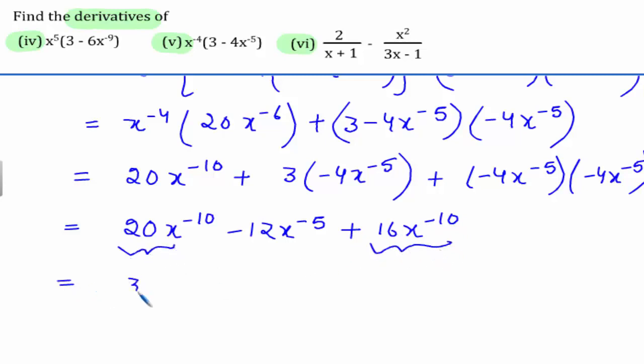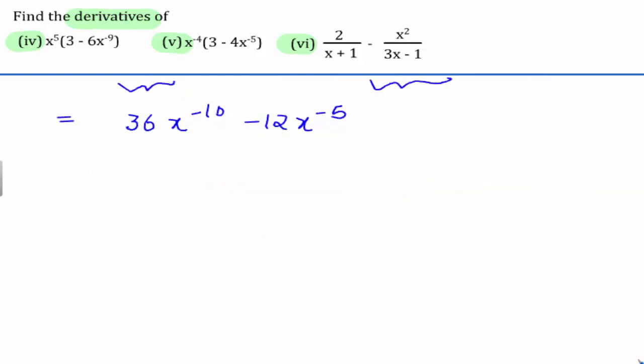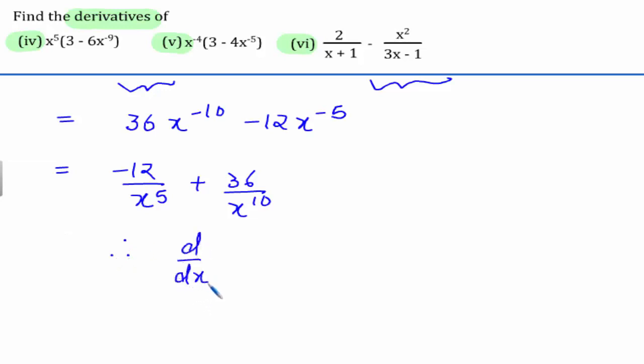Or this can be written as minus 12 divided by x raised to the power 5 plus 36 divided by x raised to the power 10. Derivative of the function x raised to the power minus 4 into 3 minus 4x raised to the power minus 5 is equal to minus 12 divided by x raised to the power 5 plus 36 divided by x raised to the power 10.